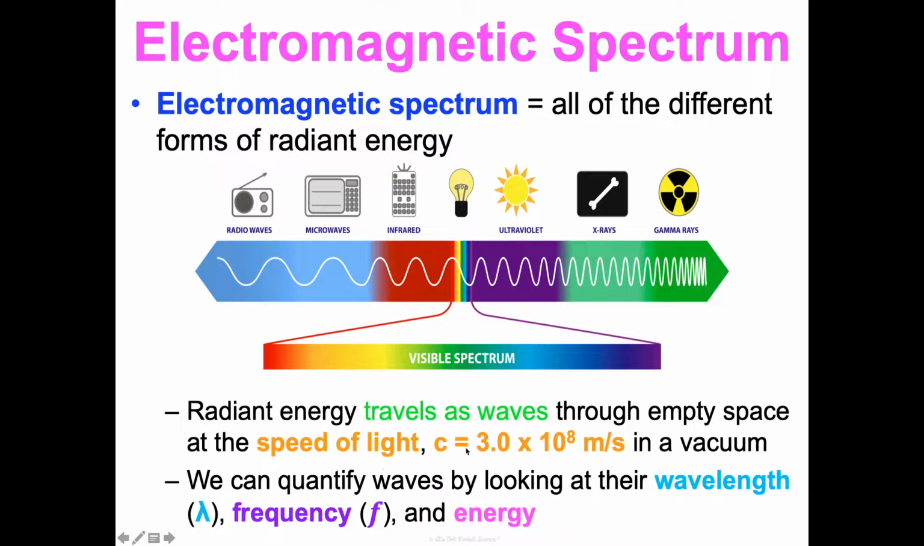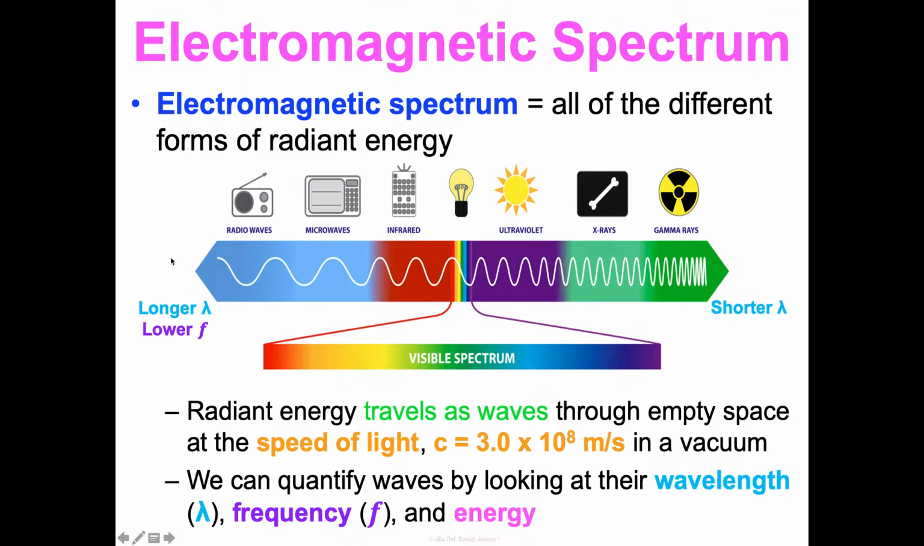But so again, we can quantify waves. We're going to look at how long they are, how frequently they're passing a point, which we'll define in a second, and then their energy. So looking at this spectrum, the longer wavelengths are the radio waves, and then the shorter wavelengths are here on the gamma ray side, which you can see because wavelengths are measured peak to peak, crest to crest, or trough to trough. So we can see that here, how they're more spread out, and then they're shorter here.